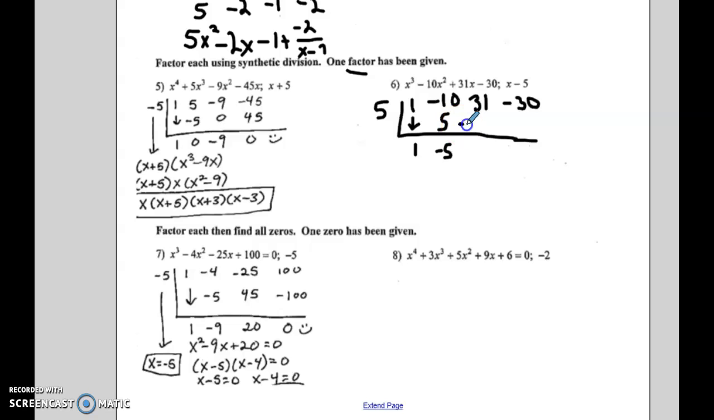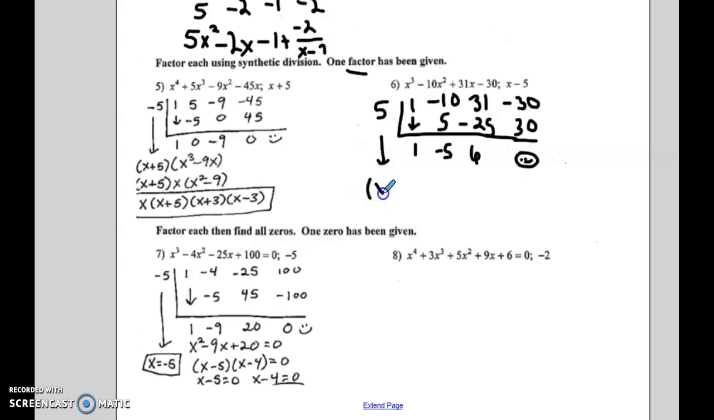5 times negative 5 is negative 25. Add down, I get 6. And then last, multiply 5 times 6 is 30. Add down, and I get 0. There's my smiley face from the notes yesterday. I'm happy because I confirmed that this is a factor.